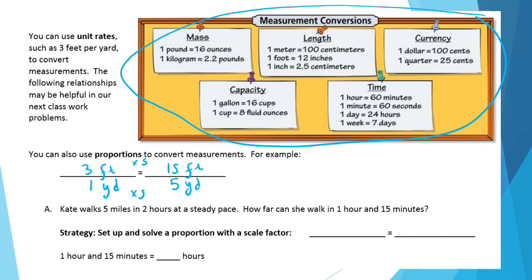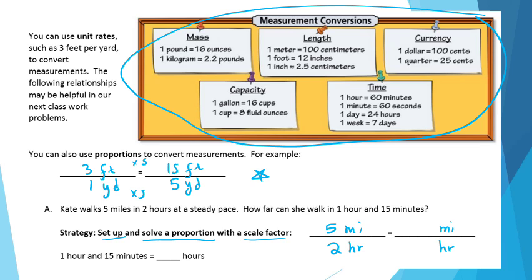Well, the strategy we're going to look at here is setting up and solving a proportion with a scale factor. And again, we did this same strategy right up here above. So if she walks 5 miles in 2 hours, I want to know how many miles she'll walk in 1 hour and 15 minutes. Well, one thing to think about though is I can't just say 1 hour and 15 minutes is 1.15 hours, right? 1 hour and 15 minutes is a specific number of hours.